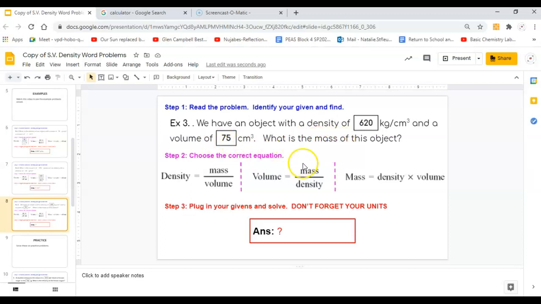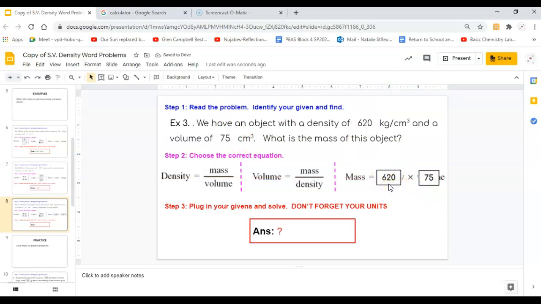So now I need to choose the correct equation. So based on what I'm asked to find, and what is the mass? So that means I'm going to use this last equation here, mass. And in that equation, it's density times volume. So let me go ahead and plug my density in first. I'm going to grab the density, put it there, and then I'll grab the volume, put it there. So I'm plugging it in, and now I can solve.